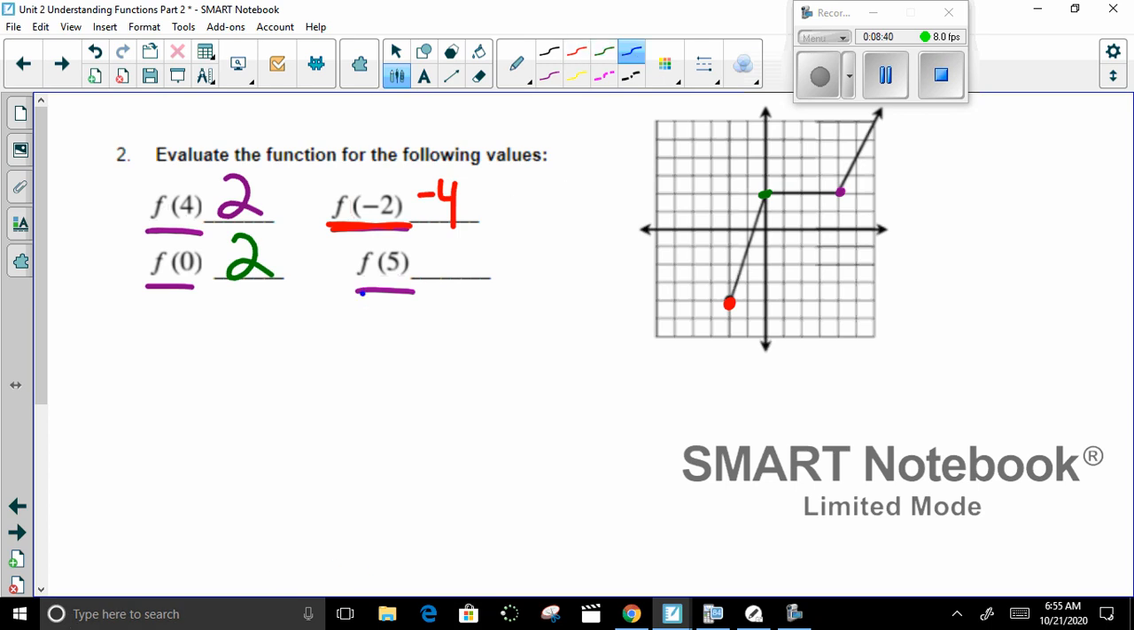And last but not least, f of 5. So when x is 5 is right over here, but it looks like I have to go up 1, 2, 3, 4. So when my domain is 5, my range is 4. I'm just using that graph to analyze and find what my domains and ranges are based off of what I'm given.